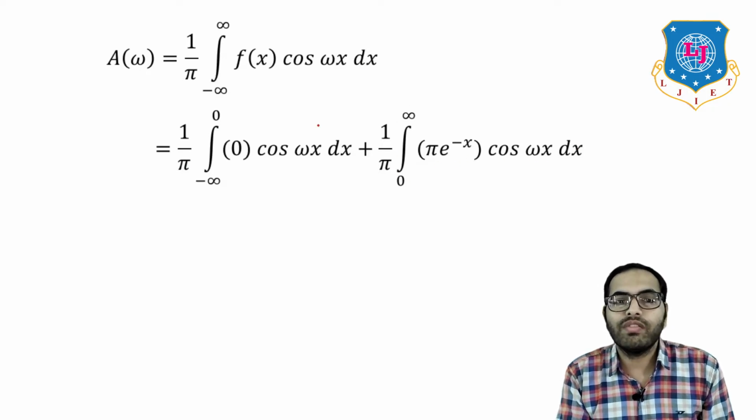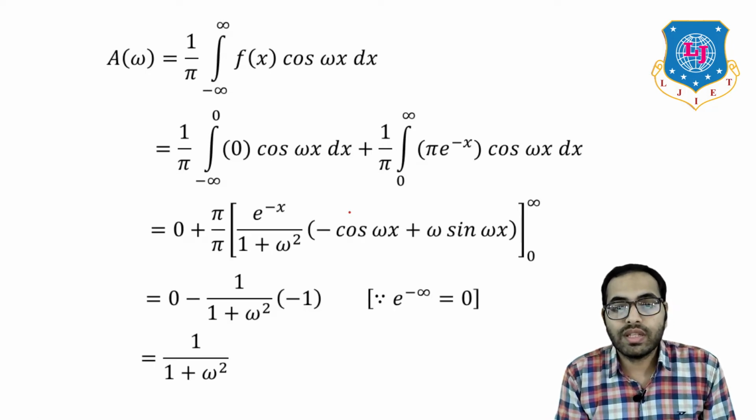See, whenever x is less than 0, the function is equal to 0, and for x greater than 0, the function is pi e raised to minus x. Then substituting the values of the function, the first term becomes 0, since 0 into anything is 0. Then plus, this pi is a constant that comes out, then pi will cancel out. Integral of 0 to infinity e raised to minus x cos omega x.